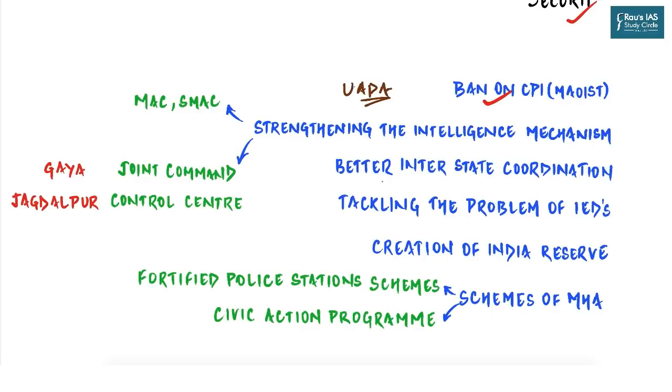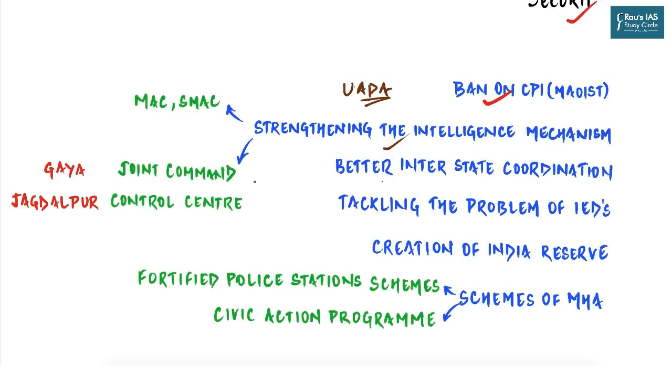Then, government is taking active measures to strengthen the intelligence mechanism, because central government cannot directly police the areas, but it can provide the intelligence inputs to the states. And so in order to counter the growing challenge of LWE activities, several steps have been taken to strengthen and upgrade the capabilities of intelligence agencies both at the center as well as the state level.